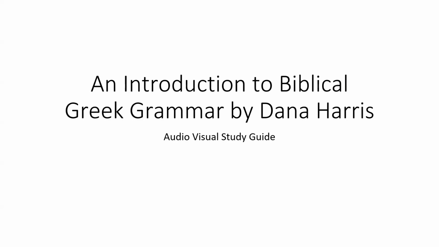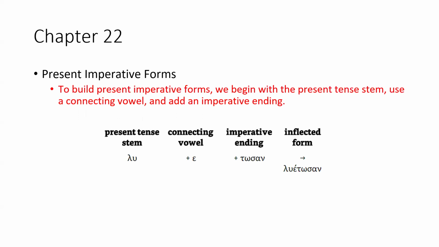This is an audiovisual study guide for Chapter 22 of Dana Harris's Introduction to Biblical Greek Grammar, and this is a large chapter. Present imperative forms. To build present imperative forms, we begin with the present tense stem, use a connecting vowel, and add an imperative ending. So you've got the present tense stem lu, connecting vowel epsilon, imperative ending tosan, leads to the inflected form lue-tosan, luetosan.